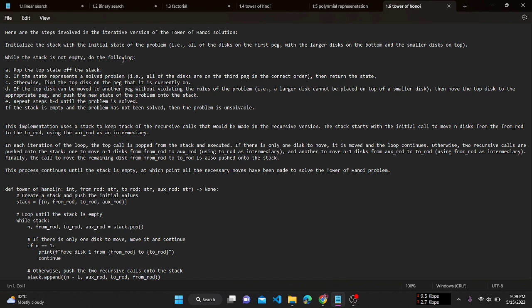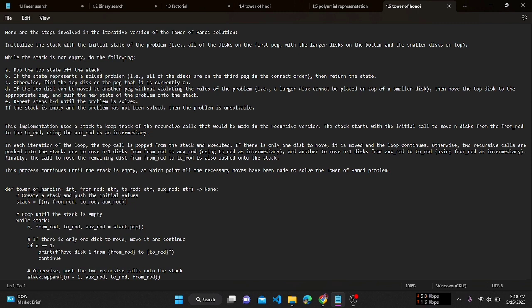C. Otherwise, find the top disk on the peg that it is currently on. D. If the top disk can be moved to another peg without violating the rule of the problem, for example, a larger disk cannot be placed on top of a smaller disk, then move the top disk to the appropriate peg and push the new state of the problem onto the stack. E. Repeat steps B to D until the problem is solved. If the stack is empty and the problem has not been solved, then the problem is unsolvable.